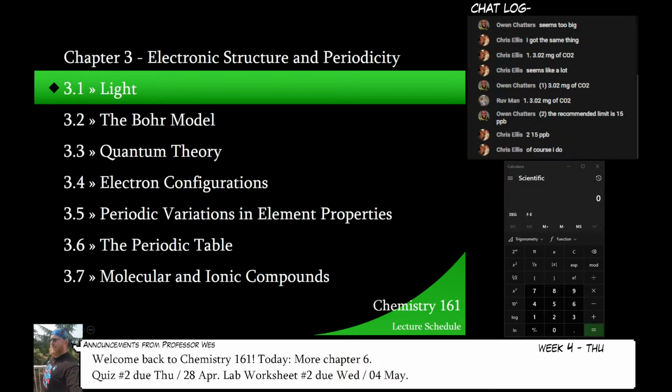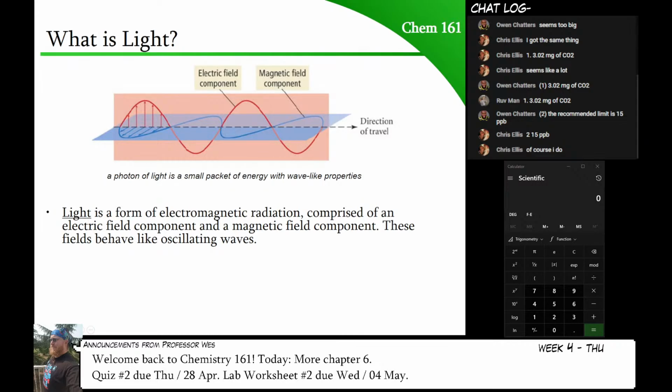Light is an electromagnetic wave. An electromagnetic wave contains 2 parts to it, the electric field component and the magnetic field component. This is stuff that you'll study in physics when you talk about electric fields and magnetism and how they interfere with each other.